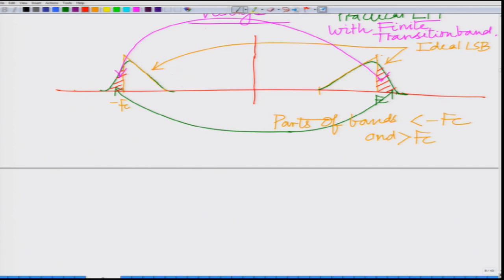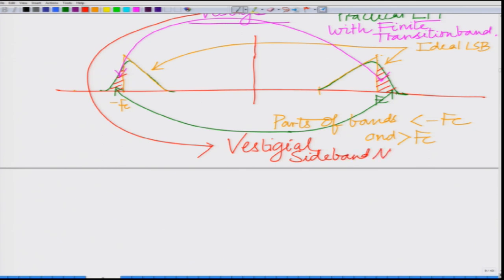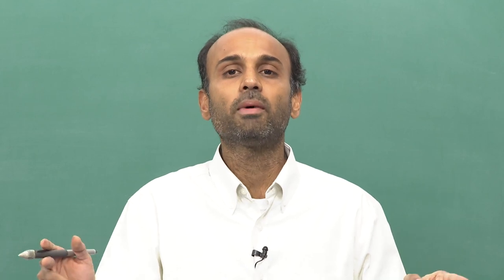So this picks up vestiges of the original spectrum which are greater than FC and less than minus FC. These are termed as vestiges, and we will later see a modulation scheme which employs these vestiges, which is termed as vestigial sideband modulation. Vestigial sideband modulation is especially suited for such scenarios where it is difficult to design ideal low pass filters, and by the same token high pass filters. When you have a non-ideal high pass filter, there is a small transition band where it is transitioning from 0 below FC to 1 above FC.